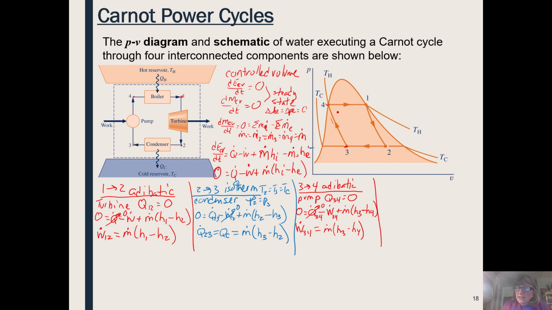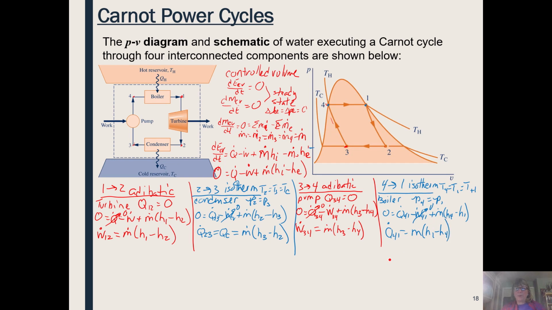And then our last process, from 4 back to 1, is another isotherm. T4 is equal to T1, which is also our hot temperature. And so this is going through our boiler, which happens to be also isobaric, so P4 is equal to P1. And if we look at our first law, here our work is 0. And so then Q41 is equal to m dot (h1 minus h4), and I'm going to switch these two around because I put it onto the other side.